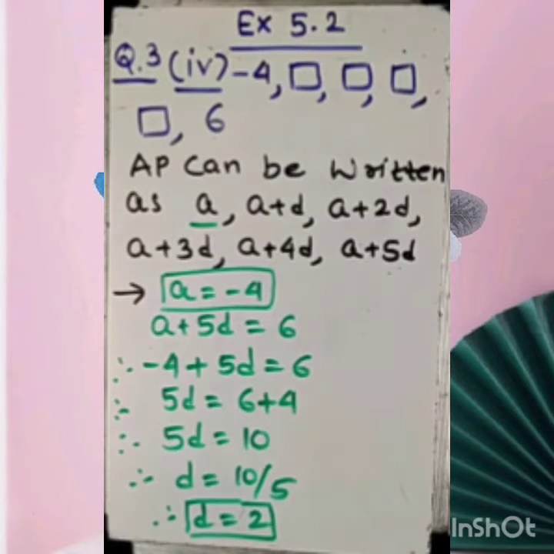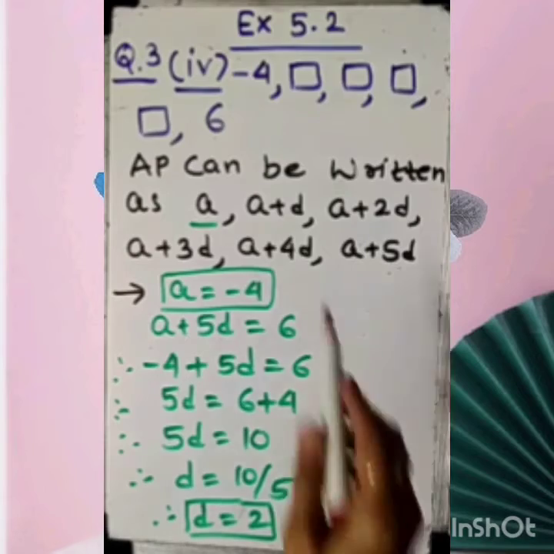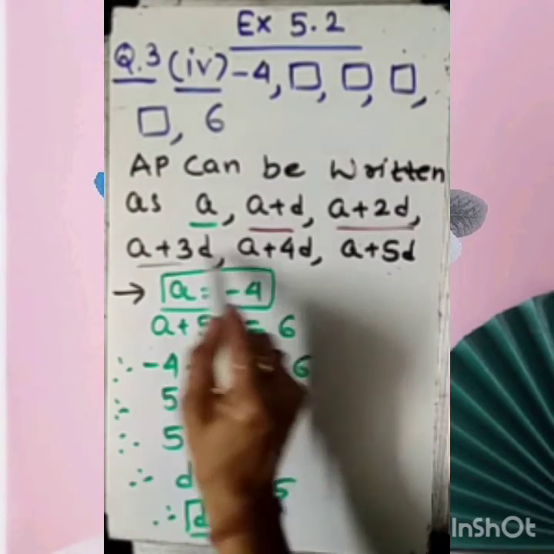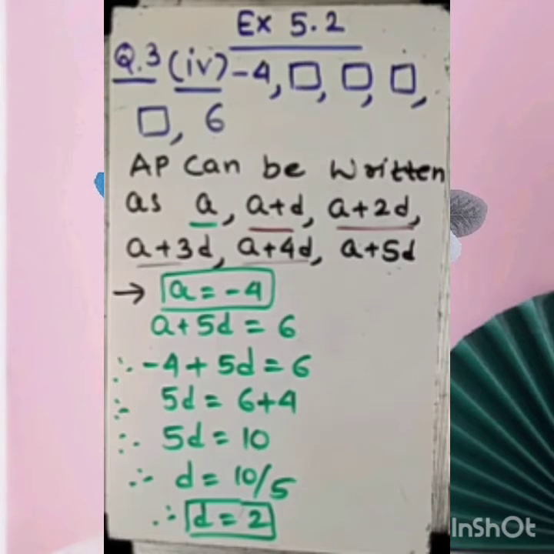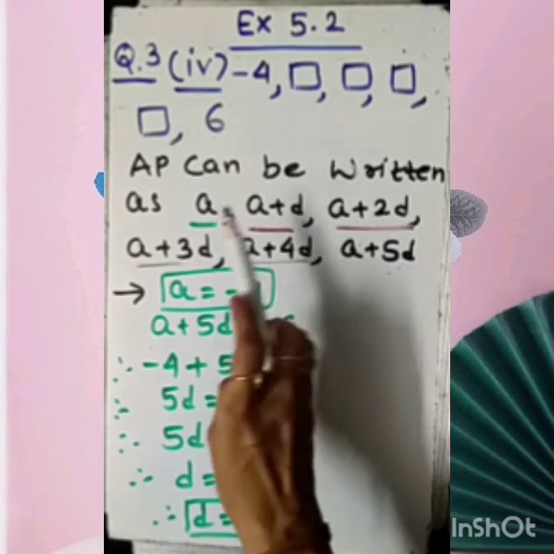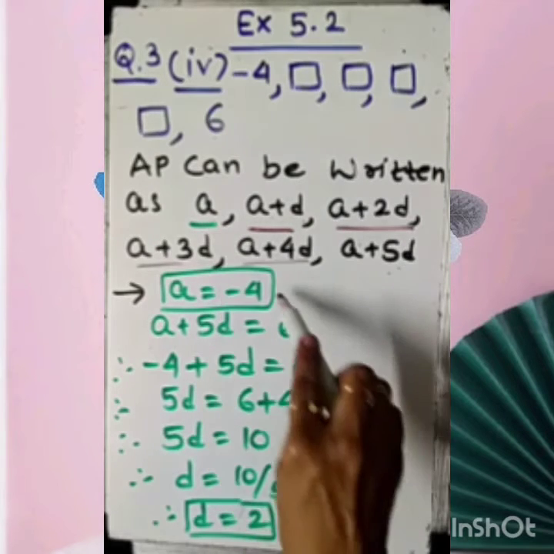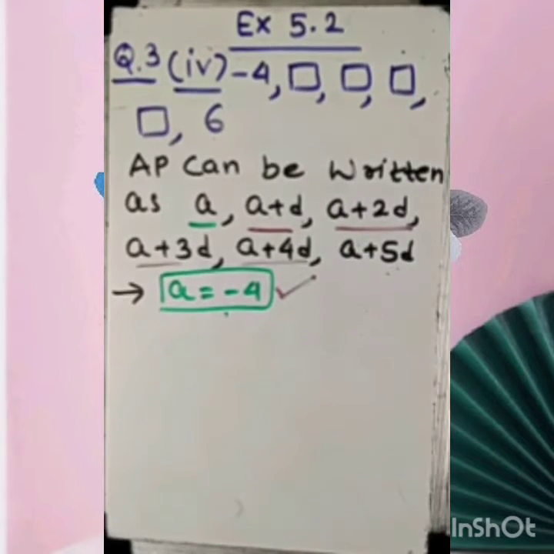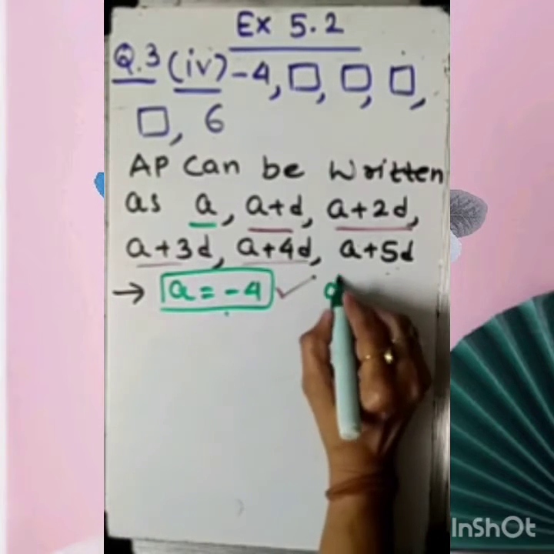Very simple, very easy. To find the rest of the terms, all these 4 terms, two things are needed: the value of A and the value of D. Here the value of A is already with us, that is -4, and the value of D we found is 2. Now let's substitute its value. So D equal to 2.